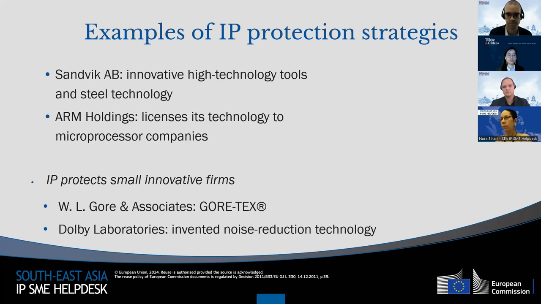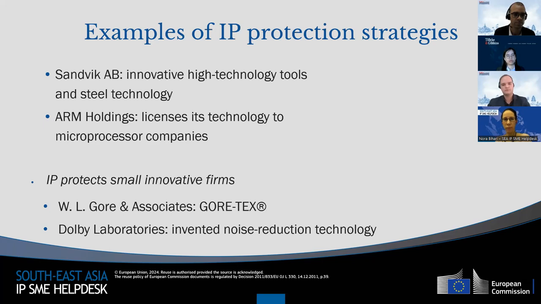So the first one is Sandvik AB, a Swedish developer and manufacturer of high-tech tool machinery with 47,000 employees and sales in more than 150 countries. In 2012, it was named one of the world's 100 most inventive companies. Sandvik's subsidiary company, Sandvik IPAB, holds and manages a portfolio including 8,000 patents.